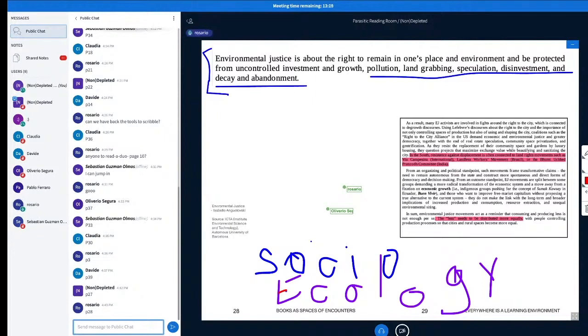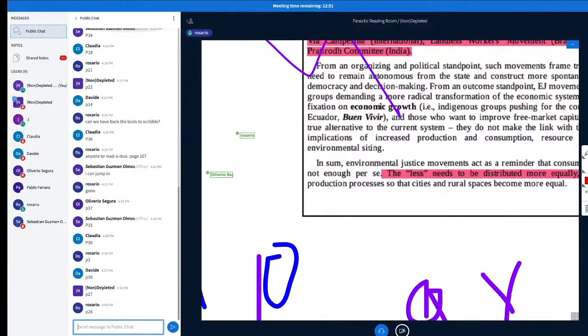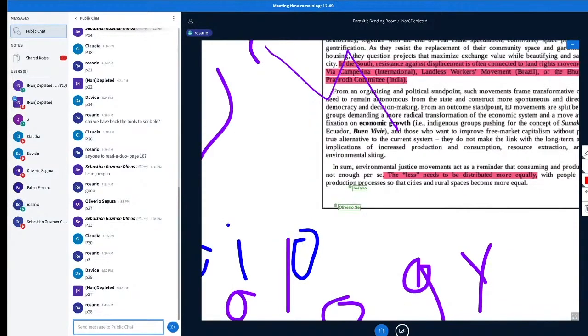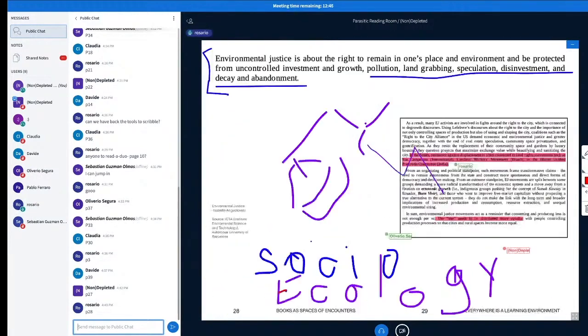From an outcome standpoint, environmental justice movements are split between some groups demanding a more radical transformation of the economic system and a move away from a fixation on economic growth, for example indigenous groups pushing for the concept of sumak kawsay in Ecuador, or the buen vivir, the good living, and those who want to improve free market capitalism without proposing a true alternative to the current system.